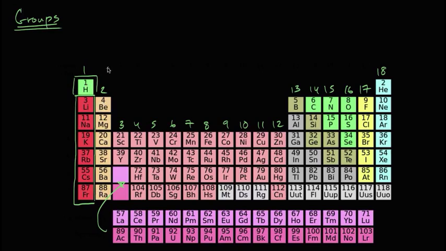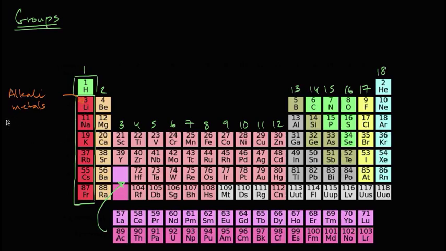Group 1, if you put hydrogen aside, these are referred to as the alkali metals. And hydrogen is not considered an alkali metal. So these right over here are the alkali metals. Now, why do all of these have very similar reactions? Why do they have very similar properties? Well, to think about that, you just have to think about their electron configurations.